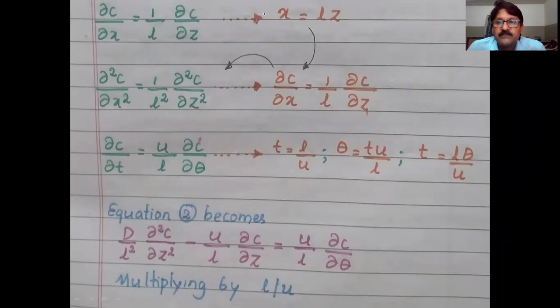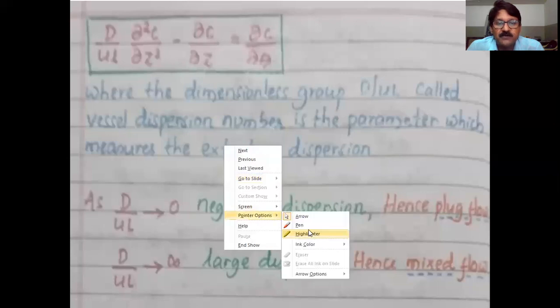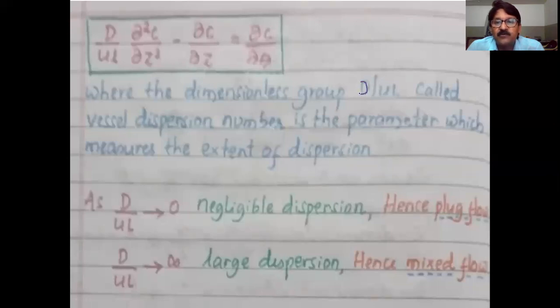Hope you have written. We'll see the next slide. So therefore, D by uL, ∂²C/∂Z² minus ∂C/∂Z is equal to ∂C/∂θ. This is called a dispersion model, where the dimensionless group D by uL is called the vessel dispersion number. So this is a dimensionless group. D by uL is called the vessel dispersion number. We want this value only.